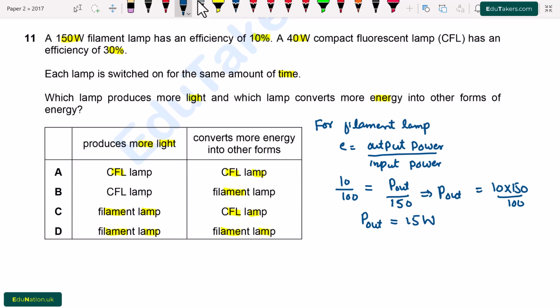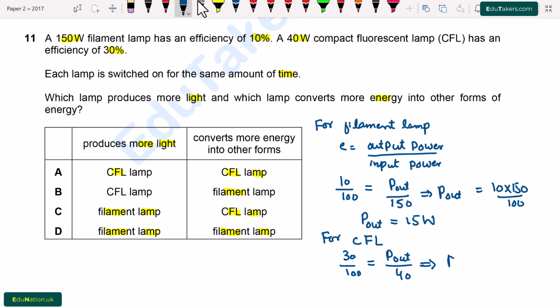Next, we also have to find out the power output for the compact fluorescent lamp. So I write here for compact fluorescent lamp. Efficiency is given 30%. So there will be 30 over 100. This will be equal to power output divided by input power, which is 40.